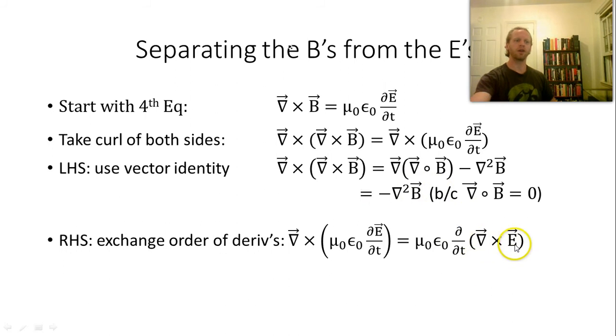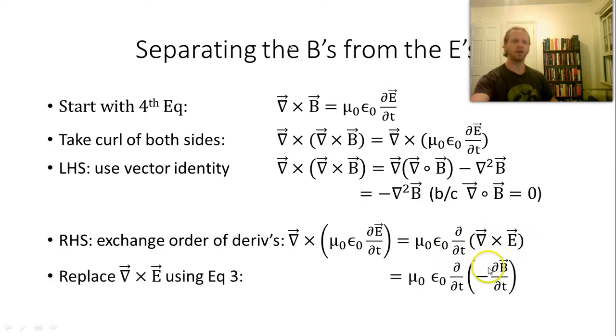And now we see that there's a curl of E, and by the third Maxwell's law, we can just replace that with dB/dt. And we still have the mu naught epsilon naught out there. And then we see there's a time derivative of a time derivative. That's exactly what we know as the second derivative, so simplifying it a little bit here. So what we've just succeeded in here.